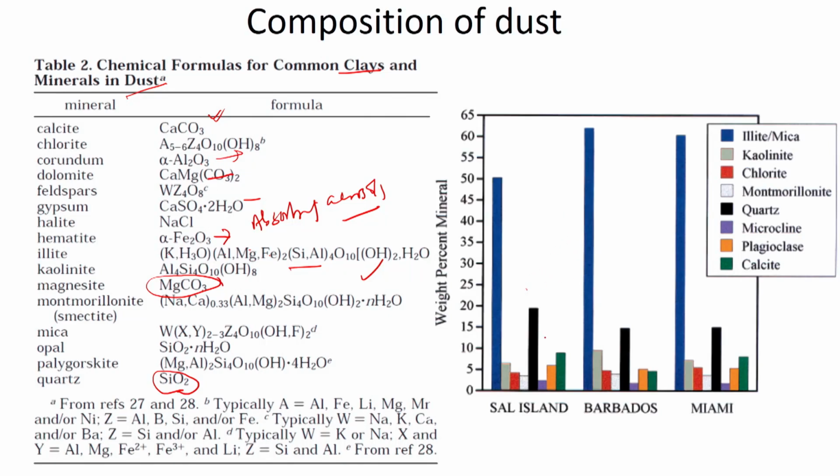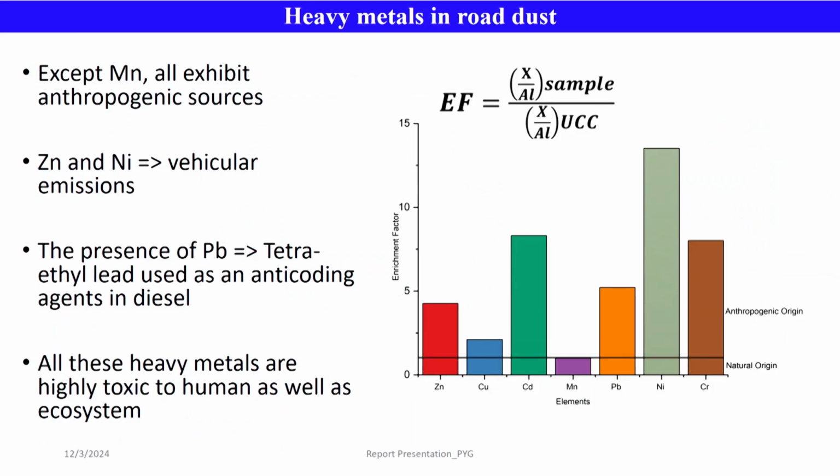Unlike the other things, you can see the composition is mainly derived from mica or illite. Mica is also like SiO2. Actually, not SiO2, quartz is SiO2. So you see quartz is the second dominant species here, but then illite or mica is very prominent. So there can be different kinds of dust aerosols, and the composition of dust can be different depending on this.